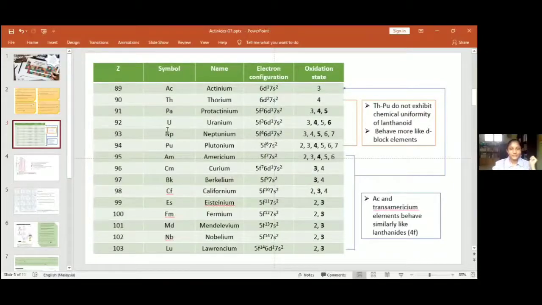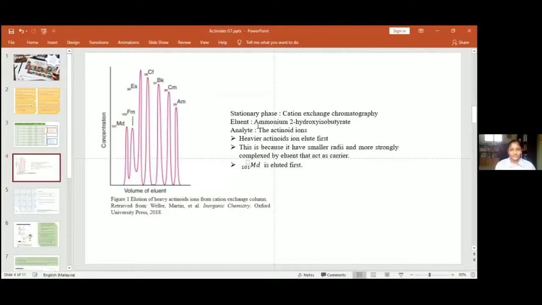The next method is called the ion exchange separation method. This method, like I stated just now, is to identify the properties of actinoids. So the stationary phase here would be cation exchange chromatography, which is a negatively charged phase. The eluent is ammonium 2-hydroxyisobutyrate, which is your mobile phase. This helps to carry your analyte, which is your molecule of interest, through the stationary phase.